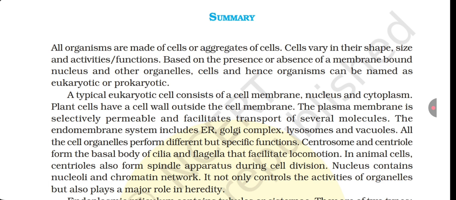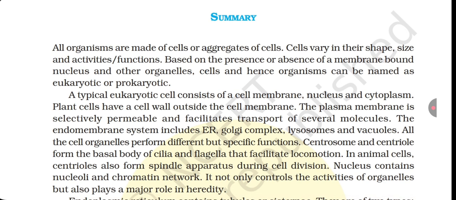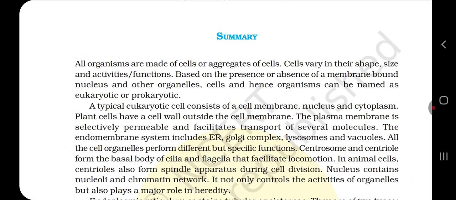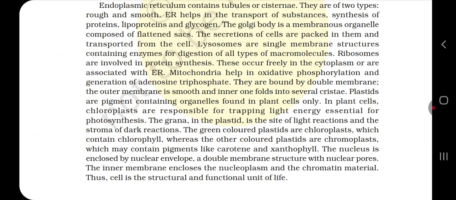Centrosome and centriole form the basal body of cilia and flagella that facilitate locomotion. In animal cells, centrioles also form the spindle apparatus during cell division. The nucleus contains nucleoli and a chromatin network. It not only controls the activities of the cell organelles but also plays a major role in heredity. Endoplasmic reticulum contains tubules or cisternae. They are of two types, rough and smooth. They help in the transport of substances and the synthesis of proteins, lipoproteins and glycogen.